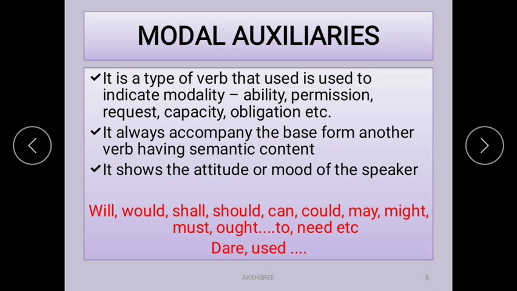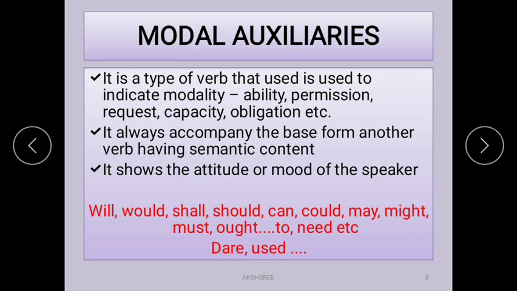Mainly, modal auxiliaries are used to show the attitude or mood of the speaker. And this type of verb is usually used to express our ability, to seek permission, to request something from someone, or to show our capacity. For all those things, we will use modal auxiliaries. Which are the modal auxiliaries? Will, would, shall, should, can, could, may, might, must, ought to, need, and also dare and used. These are the main modal auxiliaries in English grammar. It will be very easy to remember when you study in this order.